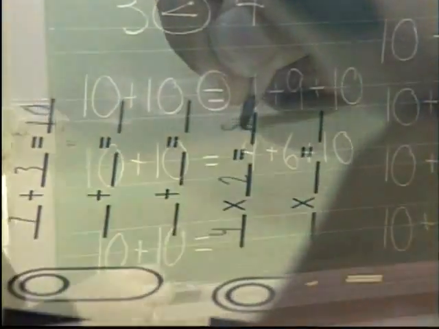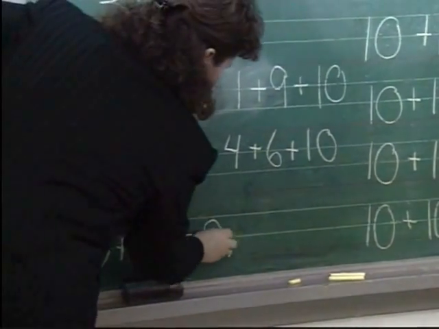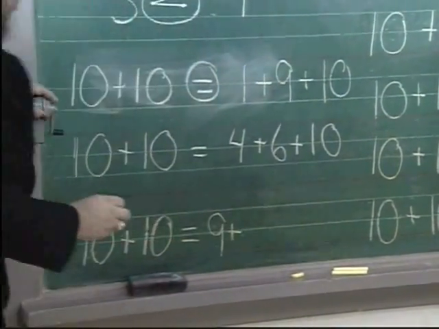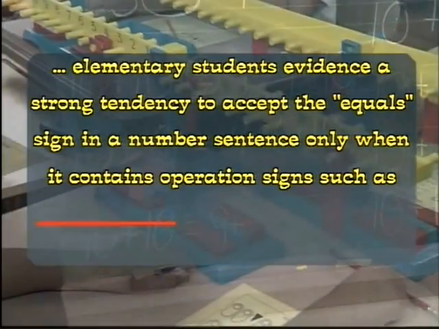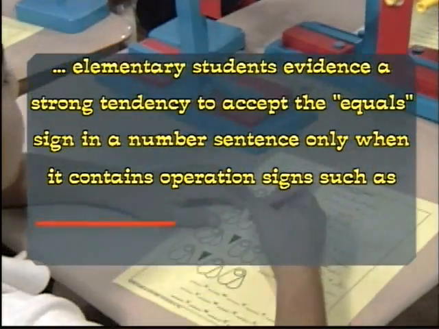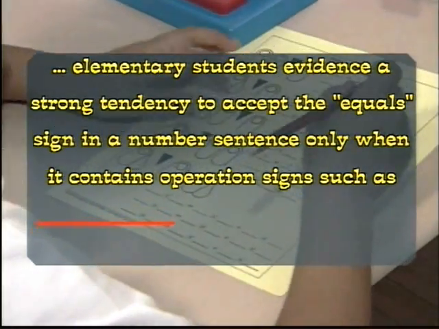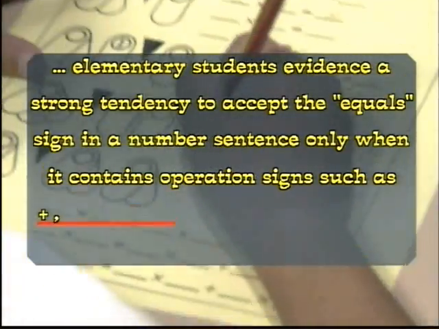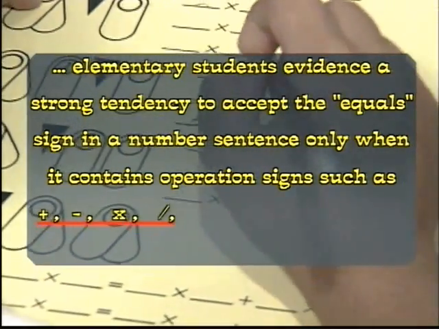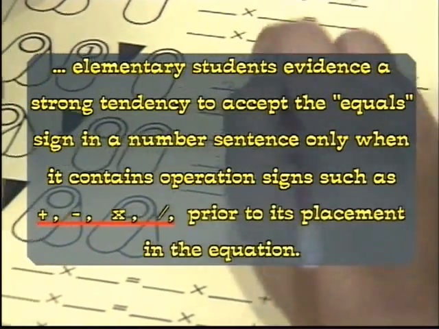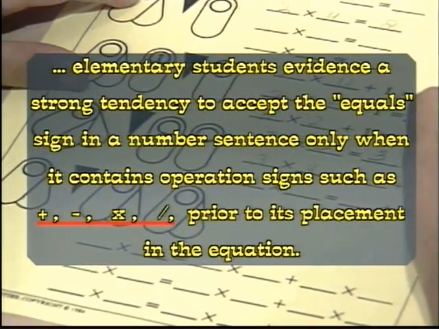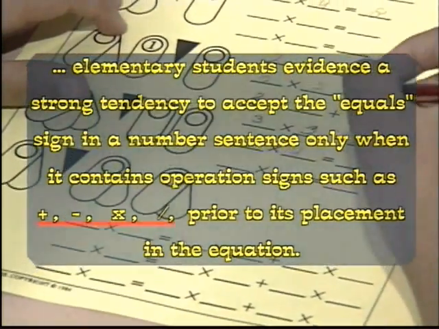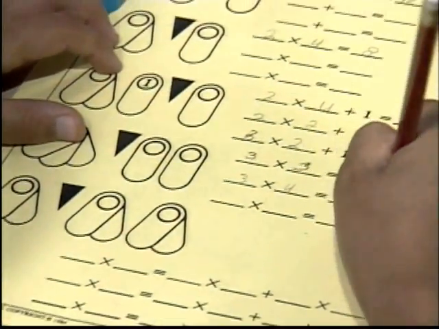Data gathered by the Mathematics Education Initiative at the University of Houston suggests that elementary students evidence a strong tendency to accept the equal sign in a number sentence only when it contains operation signs, plus, minus, times, or divided by, prior to the equal sign placement in the equation. In other words, when one sees numbers with an operation sign followed by the equal sign.